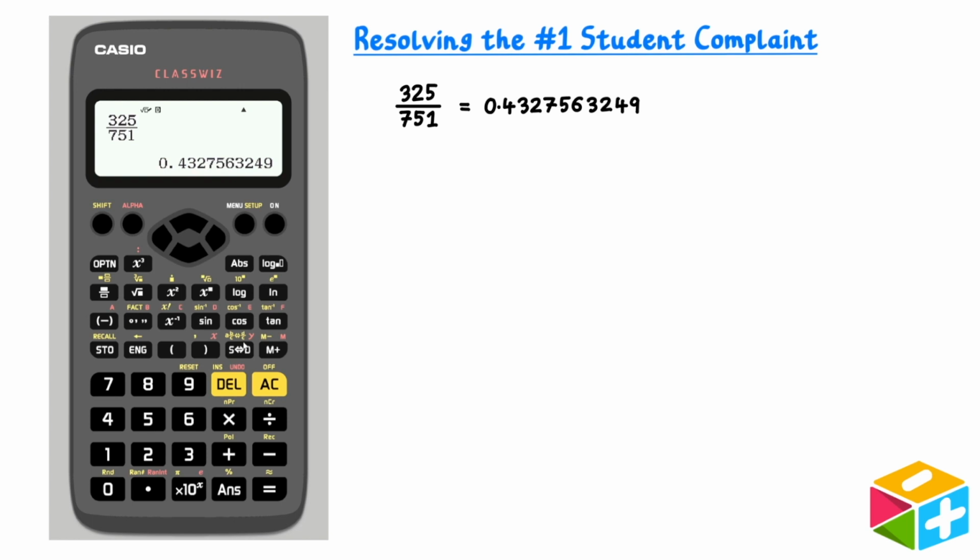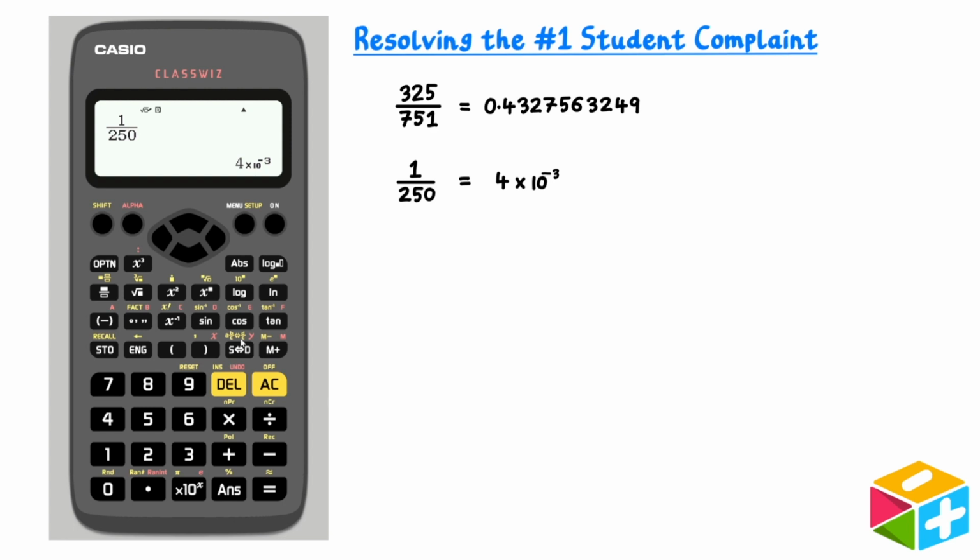Unfortunately, things are not always as straightforward. Let's say we had the fraction 1 over 250. Again, we'll begin by typing in the fraction followed by the equal sign. Then we'll press the S to D button. The output our calculator gives us is quite strange. It says 4 times 10 minus 3.